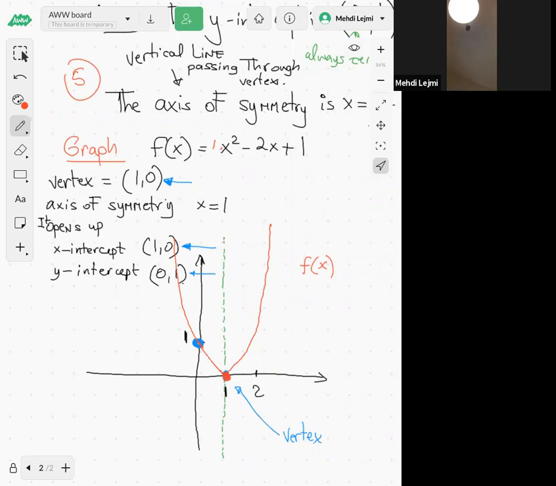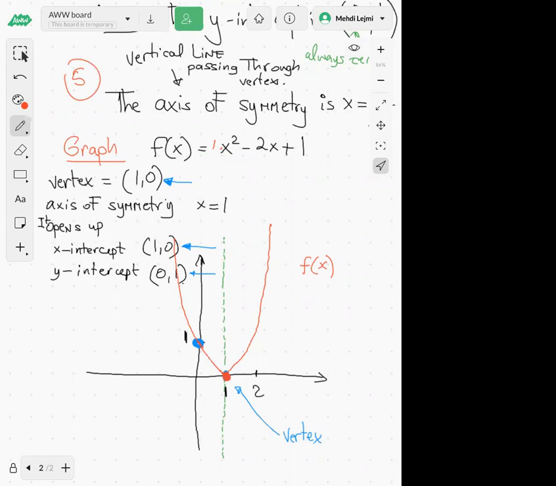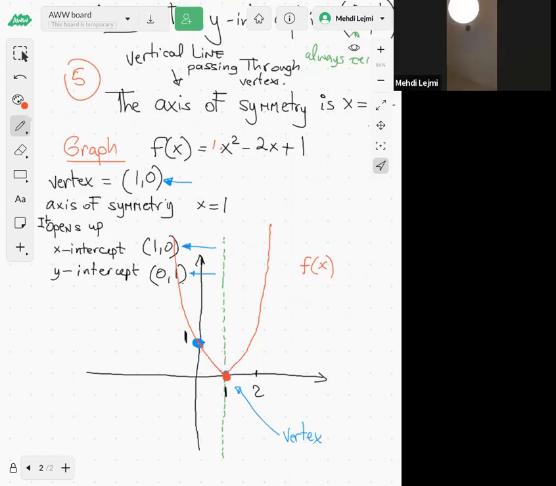Is there any question, guys, about the graph here? How I got the graph? Again, the main point is to find the vertex. Once you find the vertex, then you just draw sort of a capital U starting from your vertex. And of course, make sure that you connect the x-intercept and the y-intercept. All right, guys. Is there any question about this? So this is going to be in the test. We're going to have a problem about graphing a quadratic function for sure.